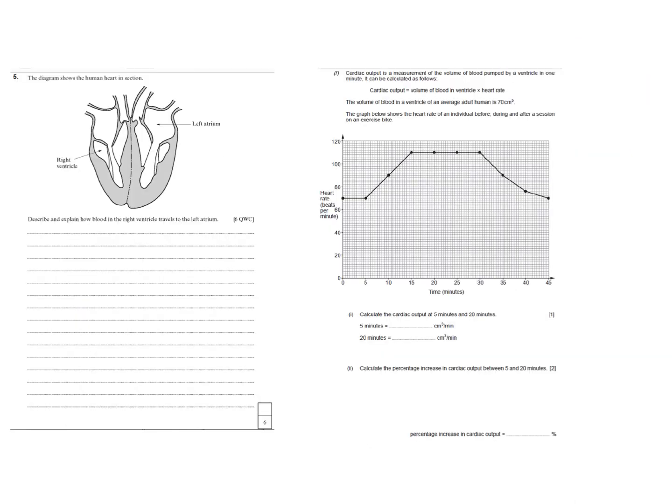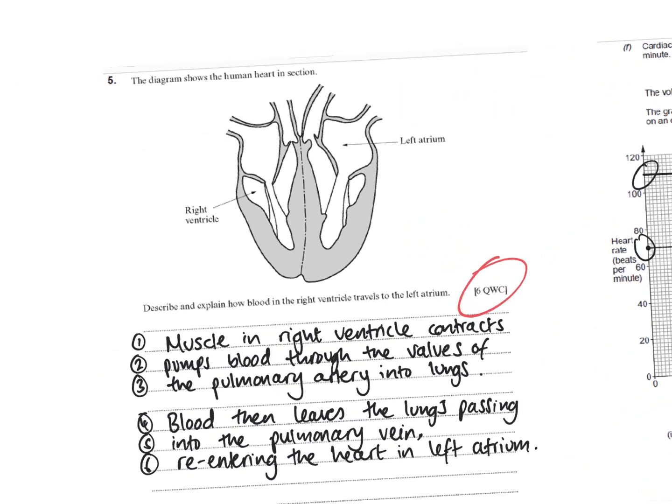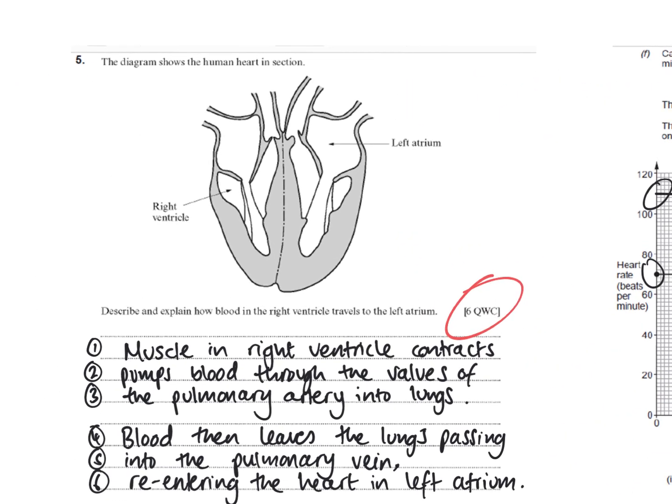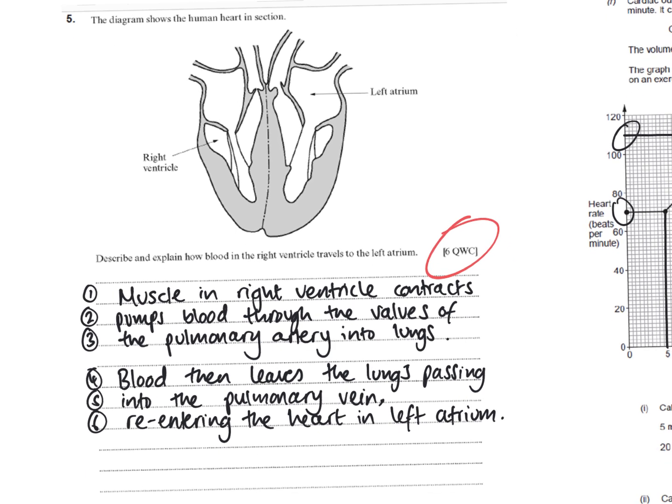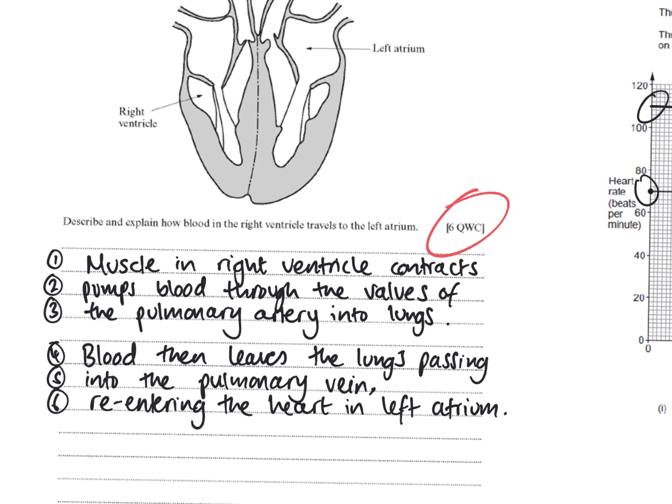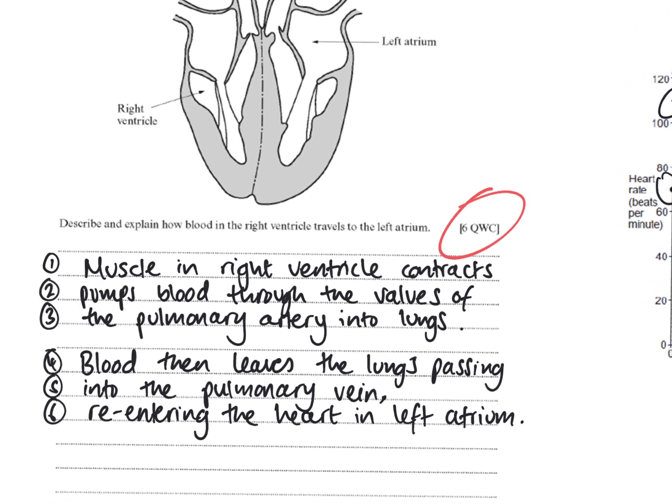Okay, on to the next past papers. A nice 6 marker here, and calculating the cardiac output on the right-hand side. Pause the video, have a go, and then we'll go through the answers. Okay, so in this 6 marker, we've got a human heart in section. You've got to describe and explain how the blood vessel in the right ventricle travels to the left atrium. I've broken up the 6 marks here, so 1 mark for each.